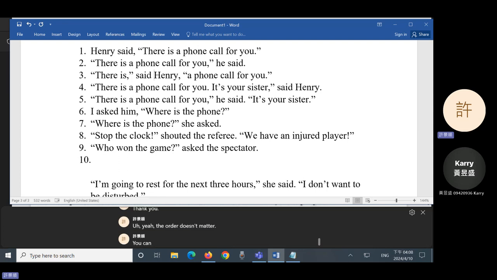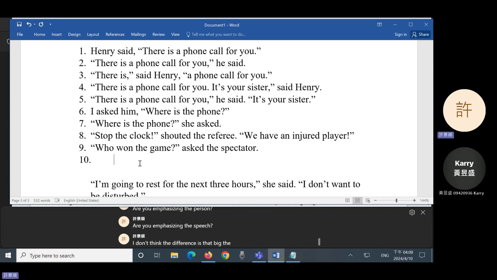You can put the said in front or behind. The meaning is the same. Some people say that it creates a different reading experience. Are you emphasizing the person? Are you emphasizing the speech? I don't think the difference is that big.